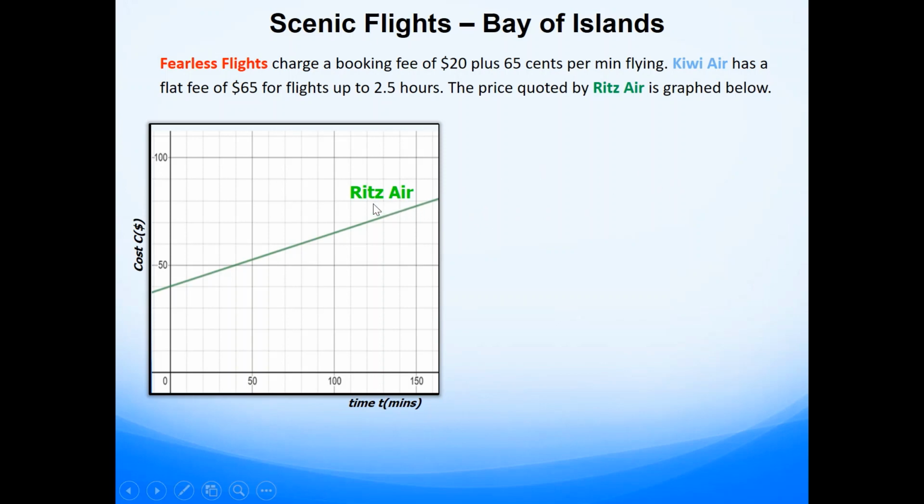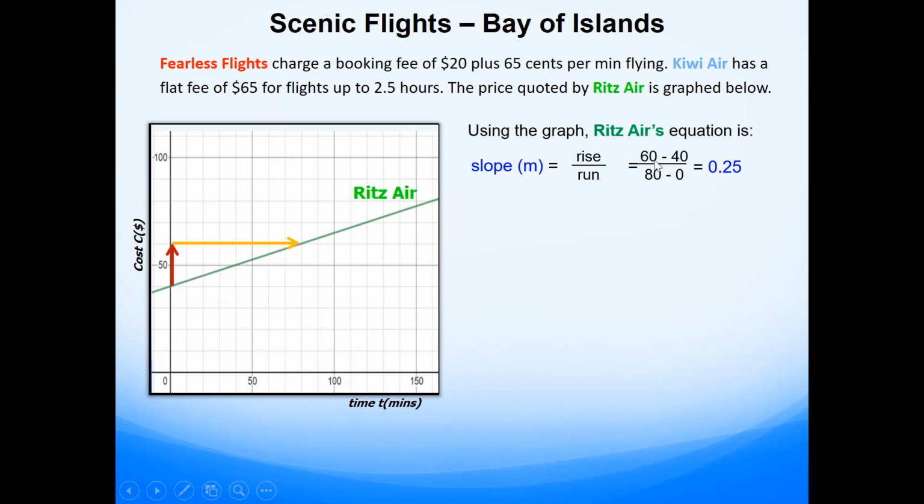In this case, the price quoted by Ritz Air is graphed. So we'll use this graph to find the equation that will model the charges for Ritz Air. To find the equation, we'll need the value of the slope as well as the y-intercept. The slope is given by rise over run, and the rise value is 20. It's the difference between where it started. It started at 40, it's gone to 60, so the difference is 20, and then across it's gone from 0 to 80. So we get 20 divided by 80 is 0.25, so that's the slope value.